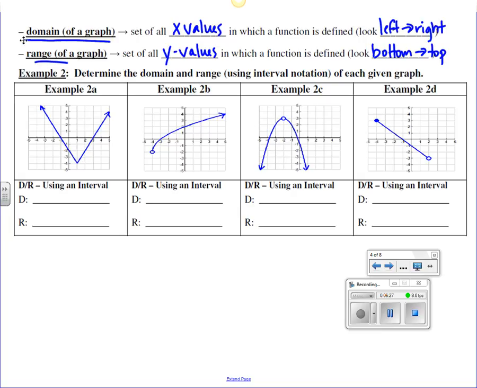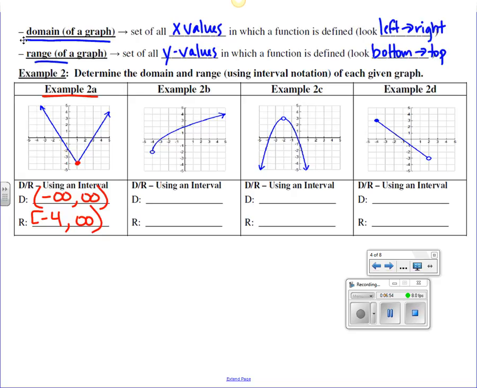Okay, so let's look at this function right here. And the domain, you go from left to right. So it goes to the left forever and the right forever. So that's -infinity to positive infinity. The range, you look from bottom to top. So if you look at the bottom, it starts at -4, and there is a point there, and it goes up to positive infinity.